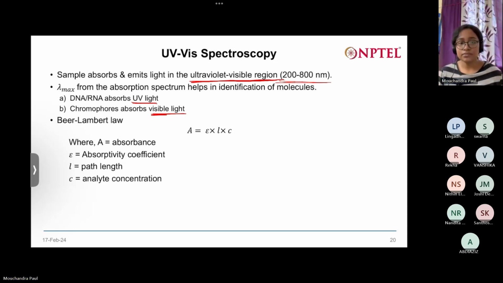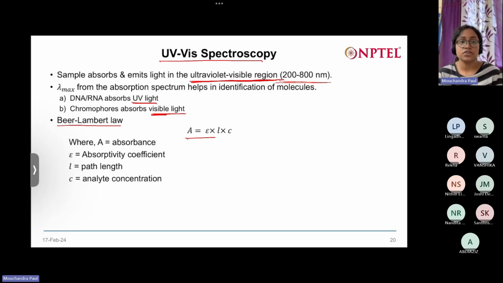So again, the design of these molecules, how you will design it, and what its characteristics are, at which wavelength it is absorbing light and which wavelength it is emitting light. All this information you get from UV spectroscopy. This technique is based on the Beer-Lambert law, given by the expression A equals epsilon L C, where epsilon is a constant called the absorptivity coefficient, L is the path length, and C is the concentration.